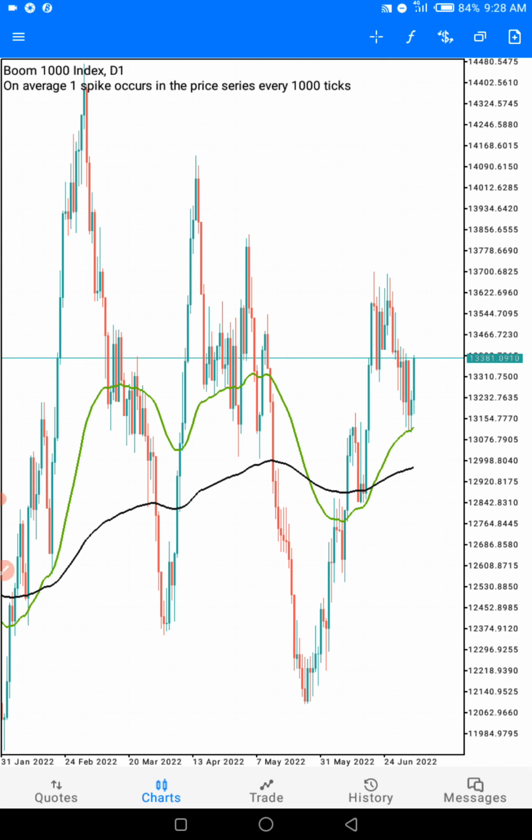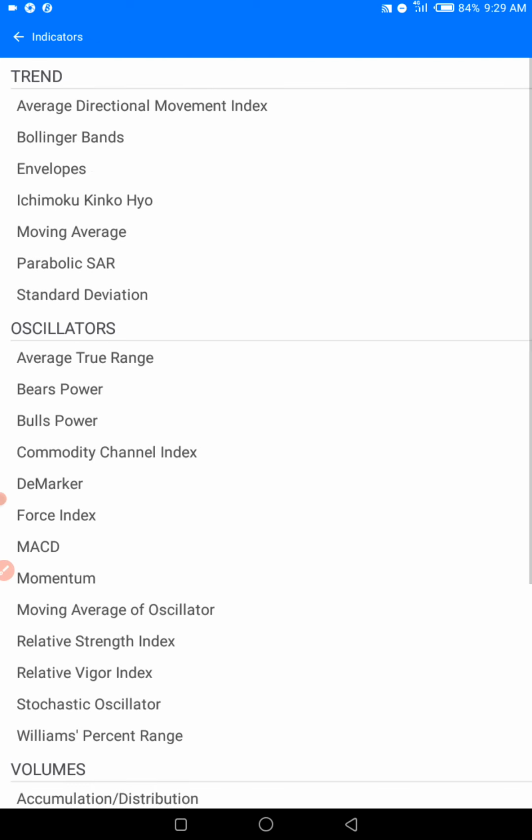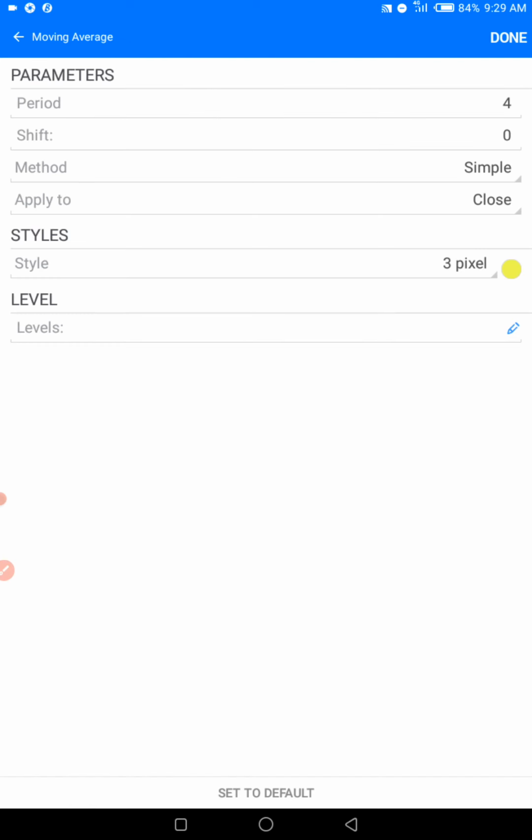Now for the video. For those of us using mobile, I would like you to stick to these settings. Now this is the moving average. I have the moving average in this form. This is the settings. If you go to the function key, the F key, just click on F and go to moving average. There's the moving average.